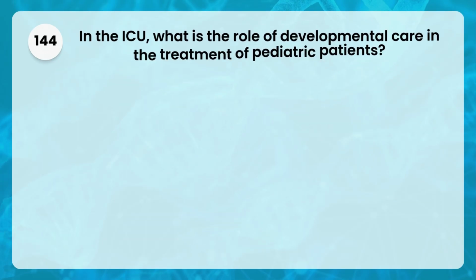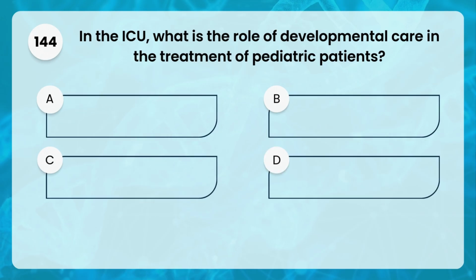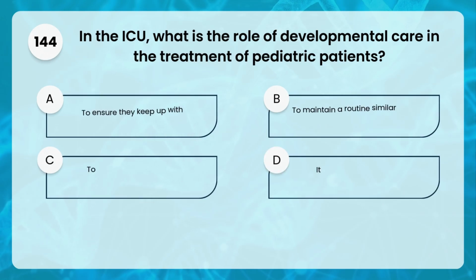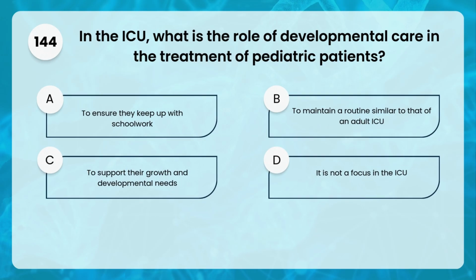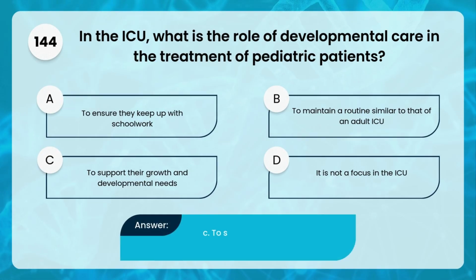144. In the ICU, what is the role of developmental care in the treatment of pediatric patients? A. To ensure they keep up with their schoolwork. B. To maintain a routine similar to that of an adult ICU. C. To support their growth and developmental needs. And D. It is not a focus in the ICU. The answer is C. To support their growth and developmental needs.